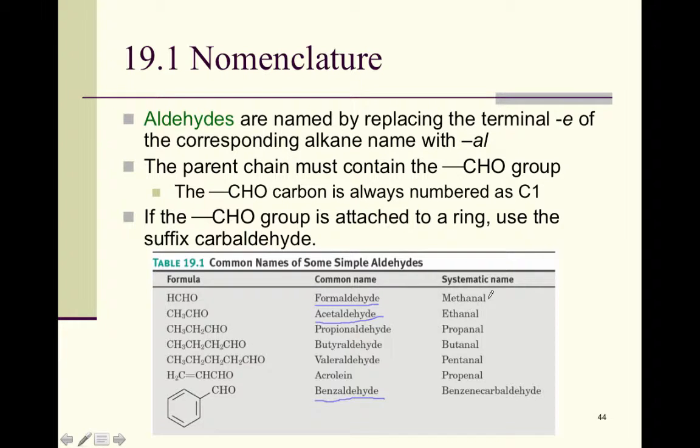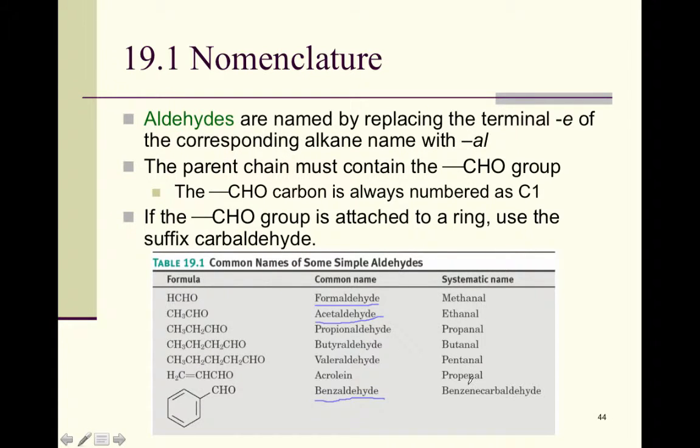Notice we took off the E ending and put AL. Notice that every time we have an aldehyde, this is carbon number 1, so we do not indicate the location of the aldehyde. We know it's on one, it's understood. And then I like this example here where it shows you a carbon-carbon double bond.